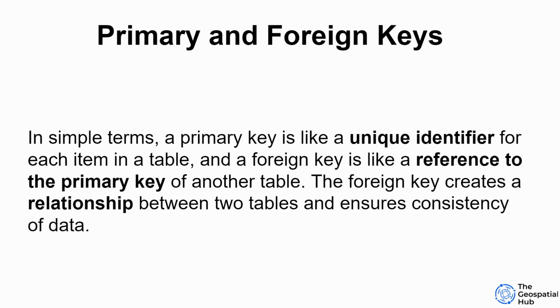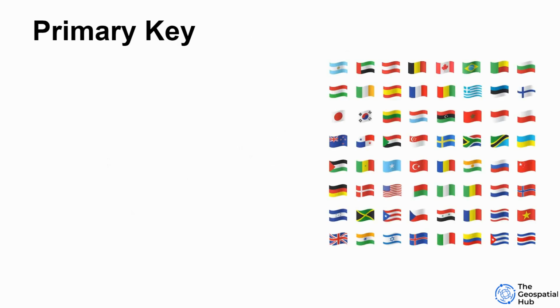While a foreign key is a way to reference the primary key in another table. And it might seem a little bit confusing now, but we'll explain in the following slide. So the foreign key basically creates a relationship between two tables, and it basically ensures consistency or integrity of the data. So let's dive in deeper.